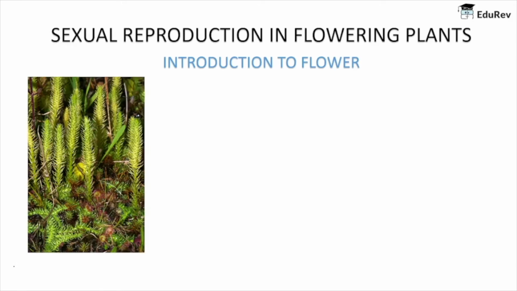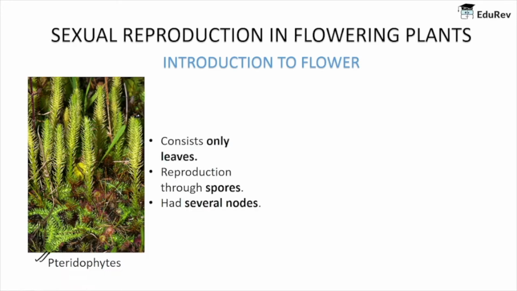Earlier, only pteridophytes were present and they only consisted of leaves, as you can see in this image. This image is of pteridophytes in which you can clearly see that they only consisted of leaves. From these leaves, they only produced spores. Such plants, pteridophytes, had several nodes in which leaves were attached. For example, these are the leaves we are talking about.